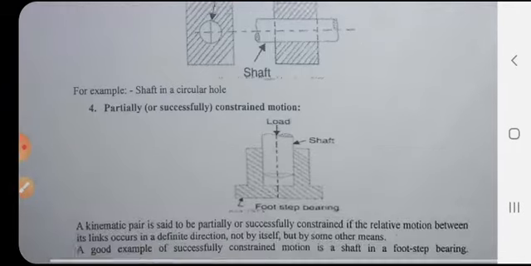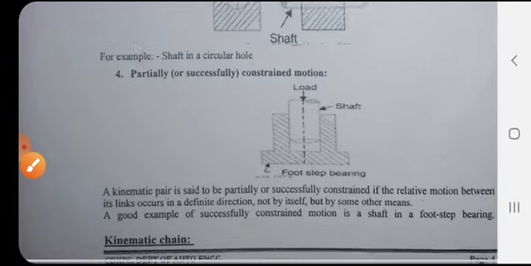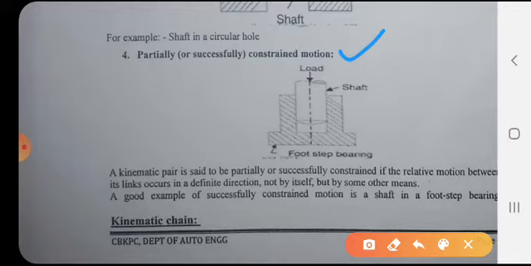And the third one, partially constant motion. It means when the motion between the two elements of a pair is possible in more than one direction, but it is made to have motion only in one direction by using some external means, then the motion is said to be successfully constant motion or partially constant motion. So here the best example is a shaft in a footstep bearing.